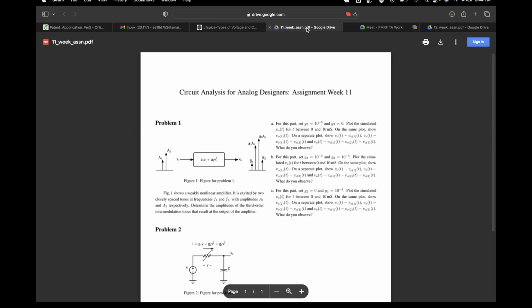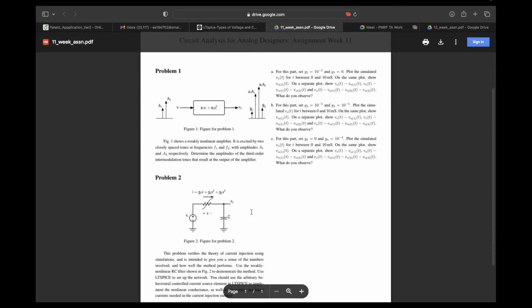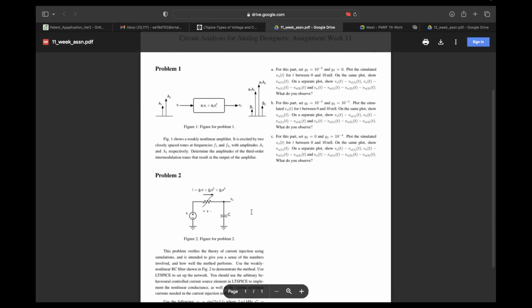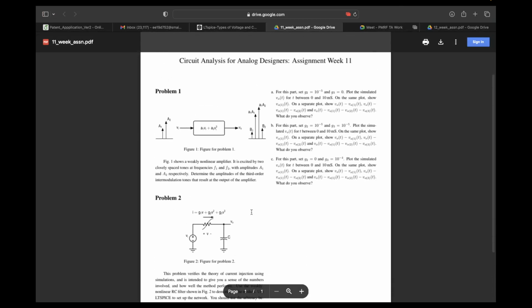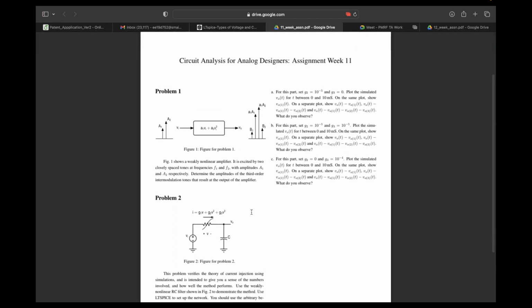Sir, question number one is a direct question only, no, sir, from the lectures. Question one is a direct question only. Figure 1 shows a weakly nonlinear amplifier. It is excited by two closely spaced input tones, A1 and A2 determine amplitude. Yeah, it is basically trigonometry. Nothing more. No suspense, nothing, sir. Yes, sir. Fine. Good.